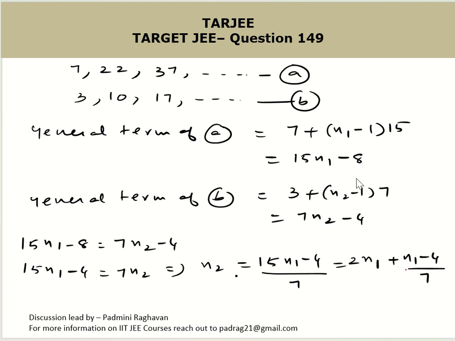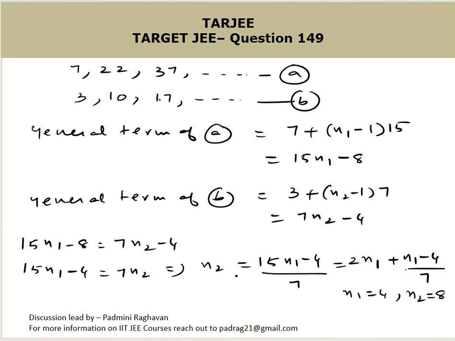So the smallest value of n1, so that this is divisible by 7, is n1 is equal to 4. When you put n1 is equal to 4, you get n2 is equal to 8. That means the fourth term of the first series is equal to the eighth term of the second series.